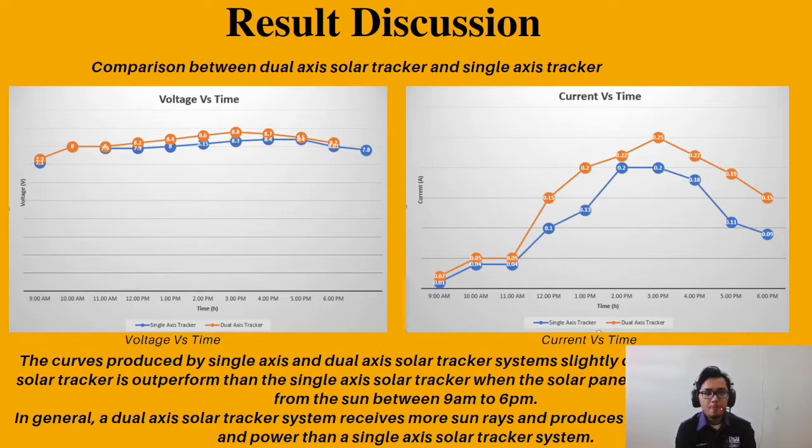As we can see, the dual-axis solar tracker produces more voltage, current, and power than the single-axis tracker. The curves produced by the single-axis and dual-axis solar tracker systems are slightly different. The dual-axis solar tracker outperforms the single-axis solar tracker when the solar panels absorb solar energy from the sun between 9 am to 6 pm. In general, a dual-axis solar tracker system receives more sun rays and produces more voltage, current and power than a single-axis solar tracker.